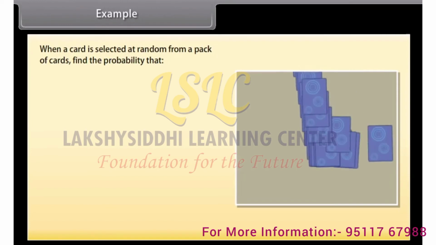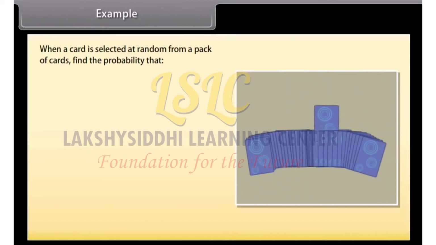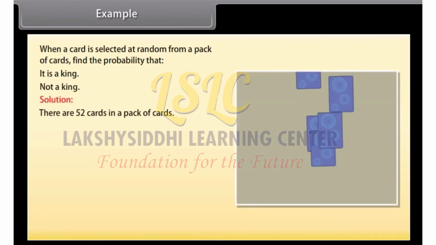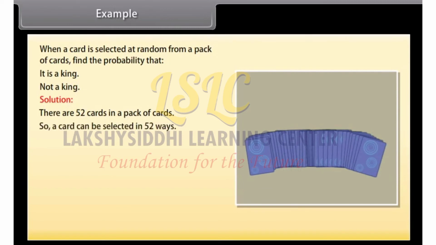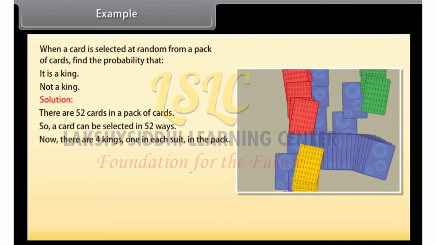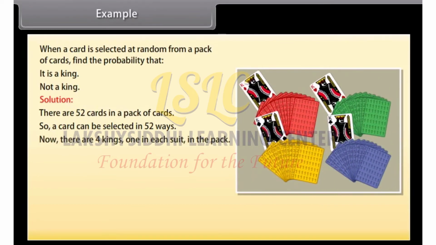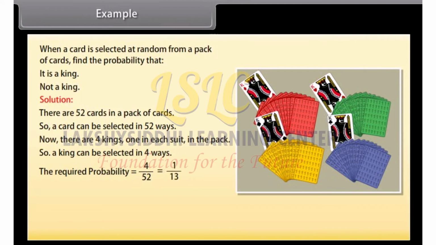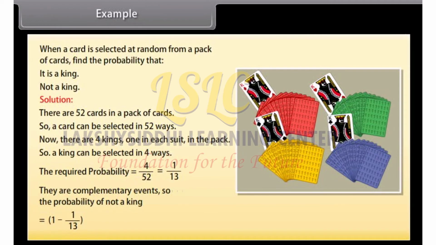When a card is selected at random from a pack of cards, find the probability that it is a king or not a king. Solution. There are 52 cards in the pack of cards. So, a card can be selected in 52 ways. Now, there are 4 kings, one in each suit, in the pack. So, a king can be selected in 4 ways. The required probability is equal to 4 by 52 is equal to 1 by 13. They are complementary events, so the probability of not a king is equal to 1 minus 1 upon 13, which equals 12 by 13.